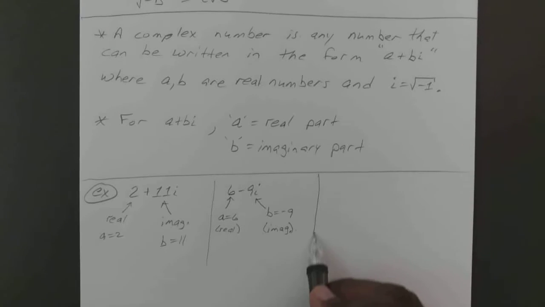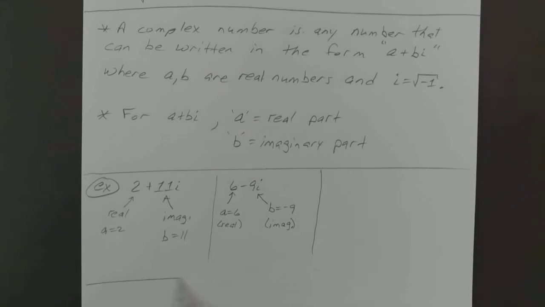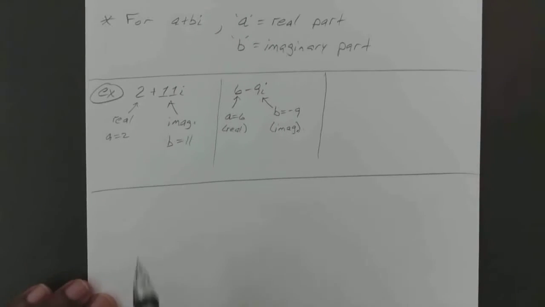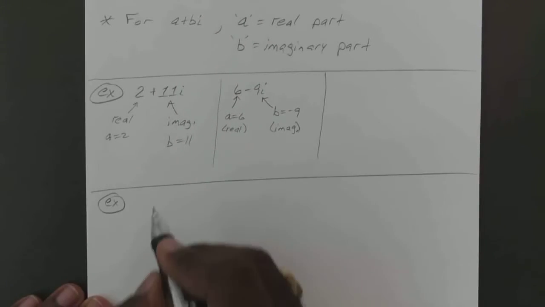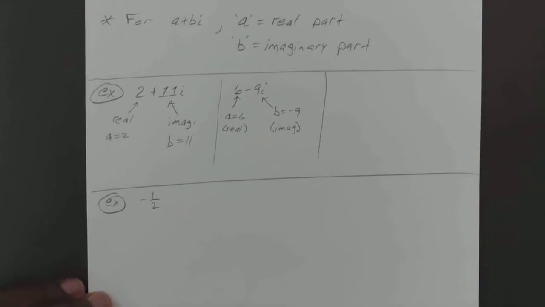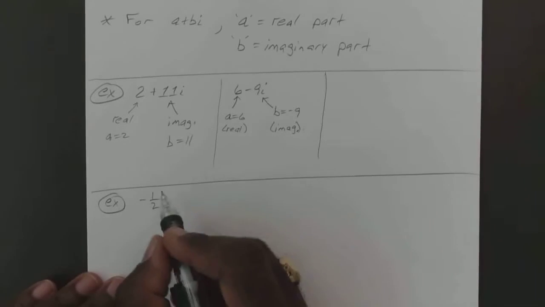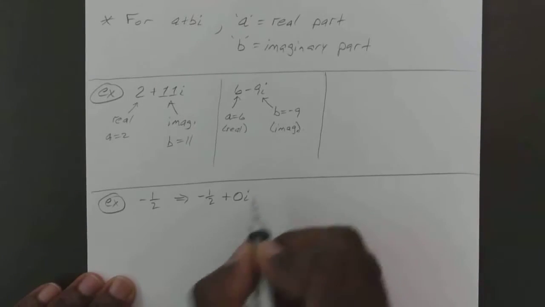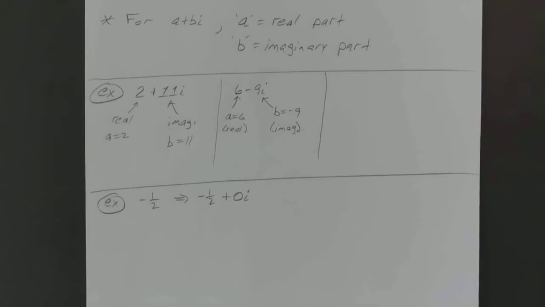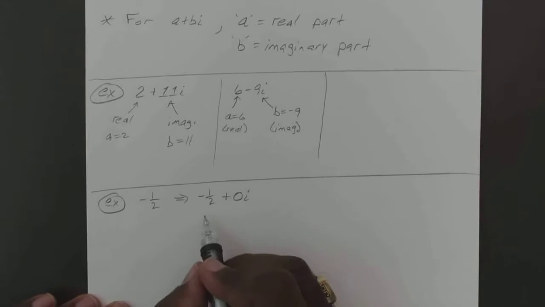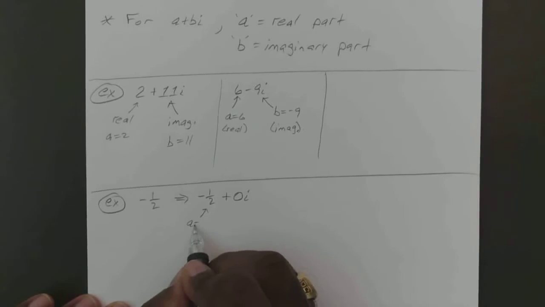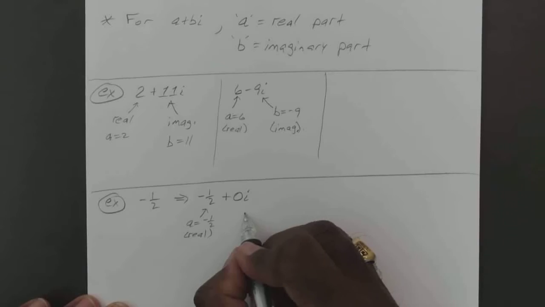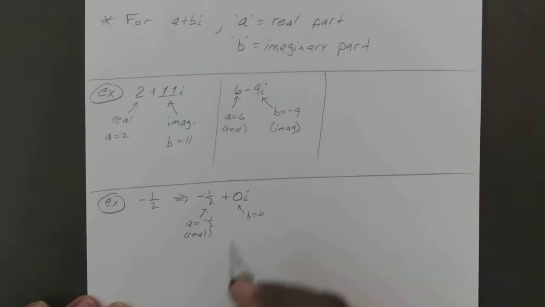Okay. So actually let me write that below it, since I'm running out of room. What if you have negative 1/2? Actually, you can write that as a complex number, because you can just make that negative 1/2 plus 0i. Okay, where in this case, your a equals negative 1/2 is your real part, and your b equals 0 is your imaginary part.